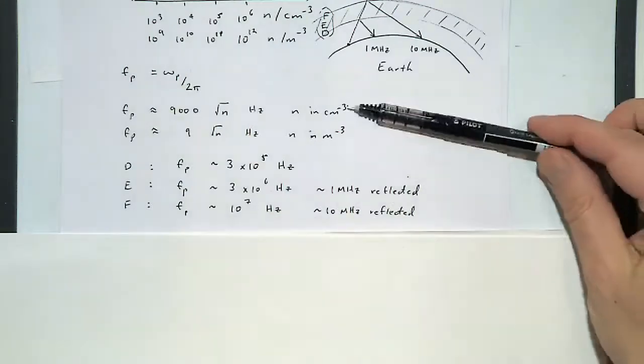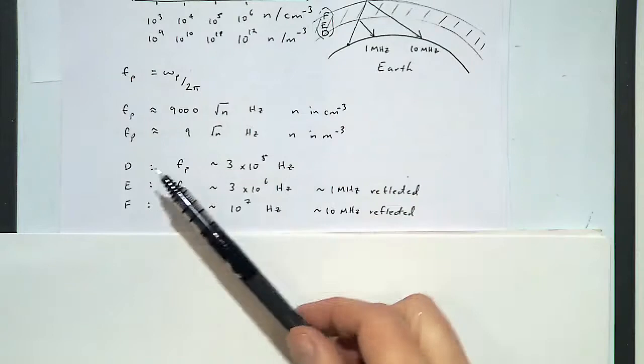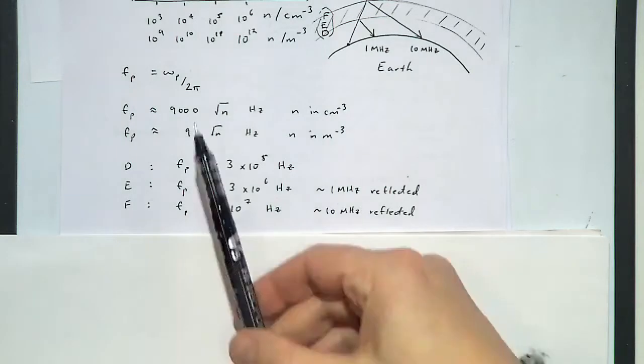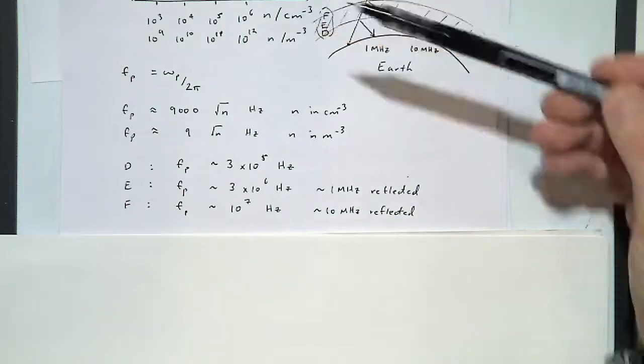It's quite a nice way to do it, right? You do have to watch out between this conversion between centimeter cubed and meter cubed and this square root. So I've just put both there. If you give n in per meter cubed, then it's times 9. If it's in per centimeter cubed, you times it by 9,000. You might see this slightly more accurately written, but it's about that much.